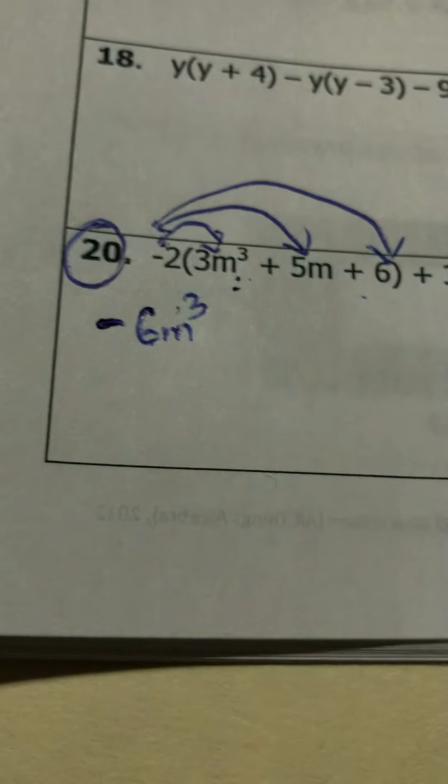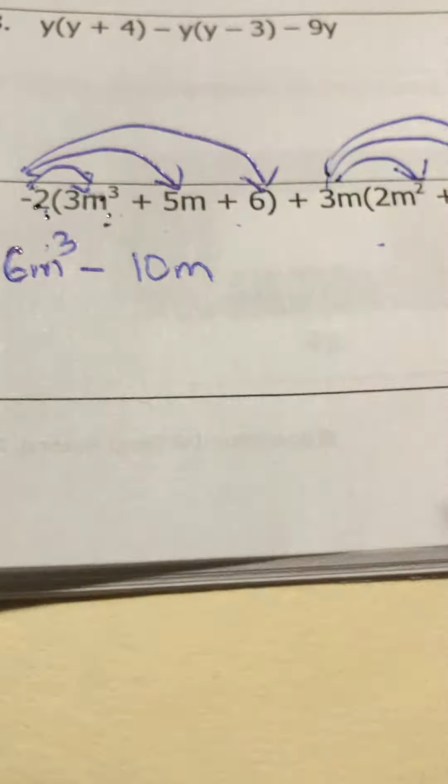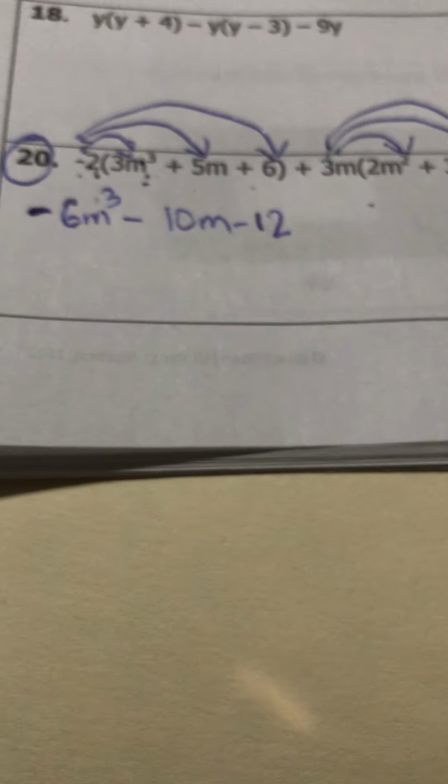Negative 2 times 3m cubed will give me negative 6m to the power of 3. Now negative 2 times 5 will give me negative 10. There is no variable, so we'll just copy this variable. Negative 2 times 6 will give me negative 12. Okay? Now let's make sure you're multiplying with positive, plus 3.